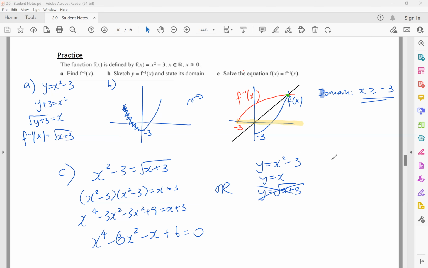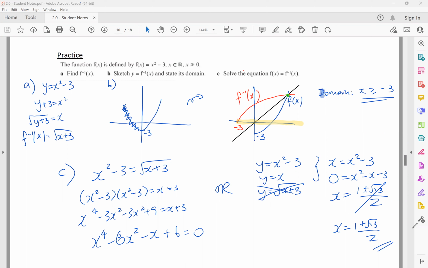If I replace y with x, I get x equals x squared minus 3. So 0 equals x squared minus x minus 3. Put it in the calculator, and x equals 1 plus or minus root 13 over 2. And that's the answer. Well, actually, you can't use the minus because you can see it only crosses in the positive. So we can't have that. So x equals 1 plus root 13 over 2, not the minus. And I believe that's the end of chapter 2.3 and 2.4.